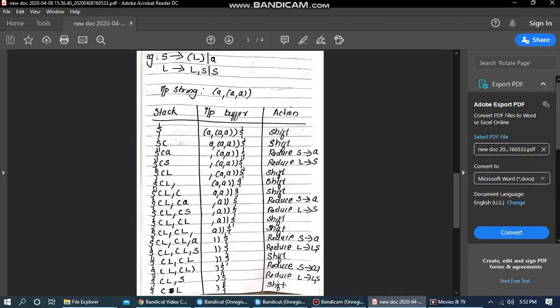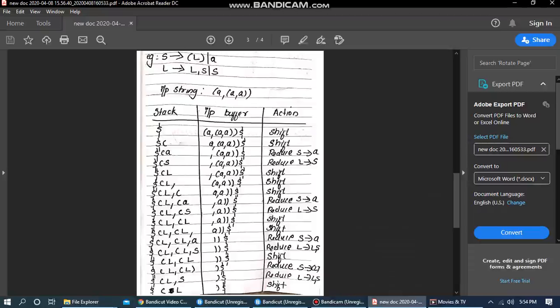Then compare with this stack element. If it gives any similarities with the right hand side of the grammar. No similarity. So just perform the shift action, shift or push the next symbol, that is the first closing bracket, into the stack. So what will happen in the next step? We get dollar open bracket L comma open bracket L close bracket.